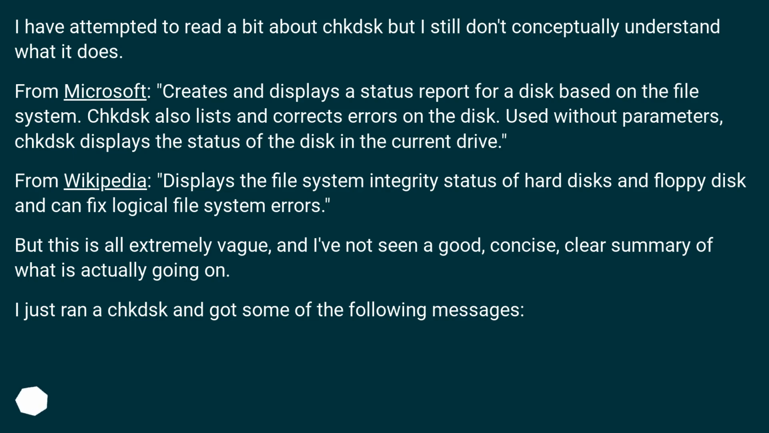From Wikipedia: displays the file system integrity status of hard disks and floppy disks, and can fix logical file system errors. But this is all extremely vague, and I've not seen a good, concise, clear summary of what is actually going on. I just ran a chkdsk and got some of the following messages.